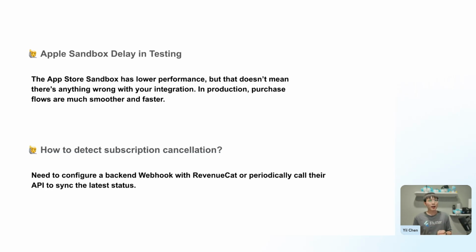Next, you might wonder, how do we know when a user cancels or their subscription expires? Actually, this information isn't available directly on the mobile side. To check subscription status, currently you need to configure a backend webhook with RevenueCat or call their API to see the latest status. It's crucial for access control, security, and user communication.